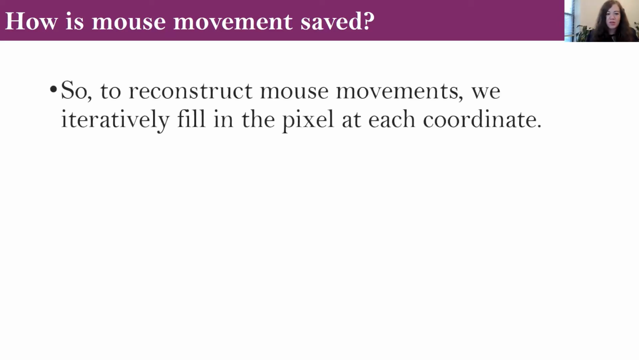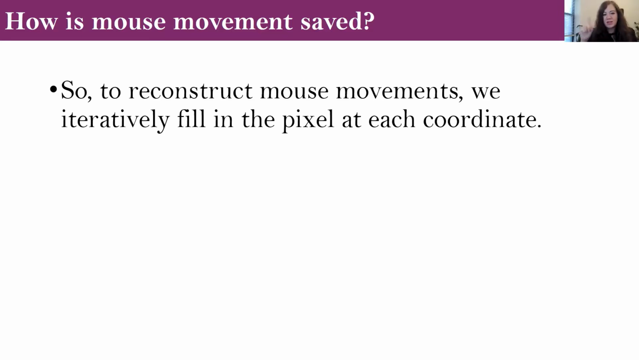And so to reconstruct the mouse movements, we can work backwards from these coordinates. We can essentially take a blank canvas that's the same dimensions as our drawing interface, and then iteratively fill in the pixels at each coordinate. So we know that they were at this coordinate, let's say 100, 200, we can fill in a pixel there. Then they move to 101, 200, we can fill in a pixel there, etc.